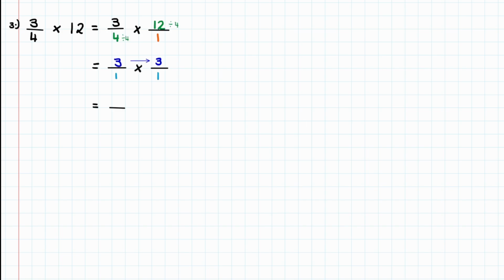Let's try one more. In my next example, instead of multiplying two fractions together, I'm multiplying a fraction and a whole number. When this happens, all you need to do is rewrite your question, but this time, place your whole number over 1. Now I can cross-cancel the 4 and the 12, which leaves me with 3 over 1 times 3 over 1. We know that 9 over 1 is an improper fraction, and we can say that it is the same as 9 because 9 divided by 1 is 9, so my final answer is 9.